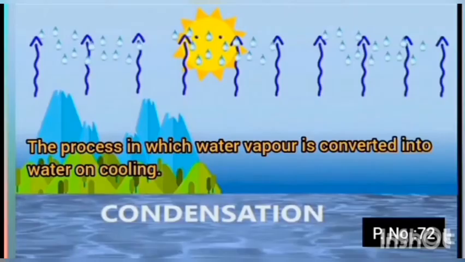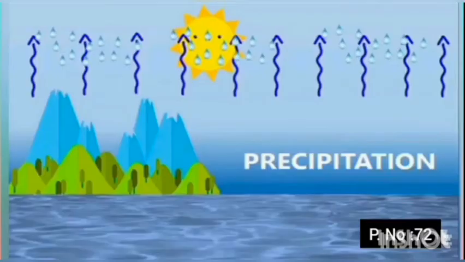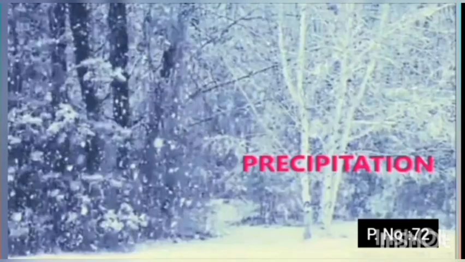The water vapor, when it comes into contact with cool air, becomes water droplets. This is called condensation. The water droplets combine together to form clouds. The water droplets continue to combine and they become big and heavy. These water droplets then fall down as rain. This is called precipitation.